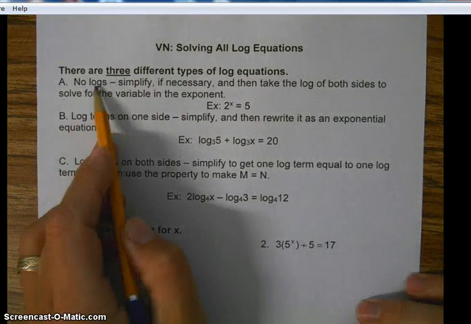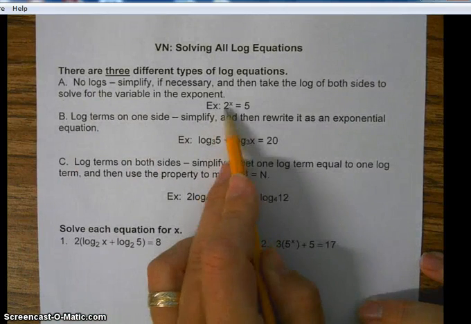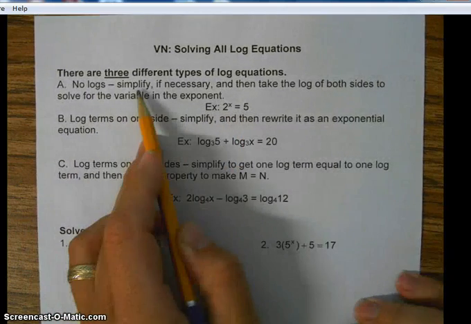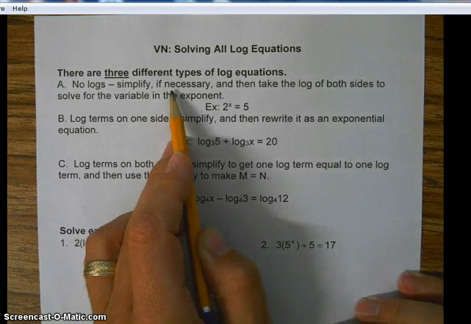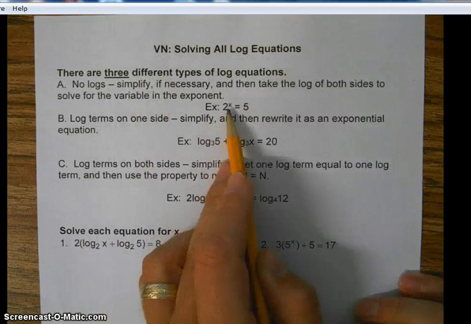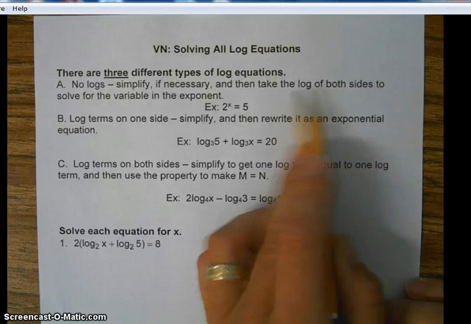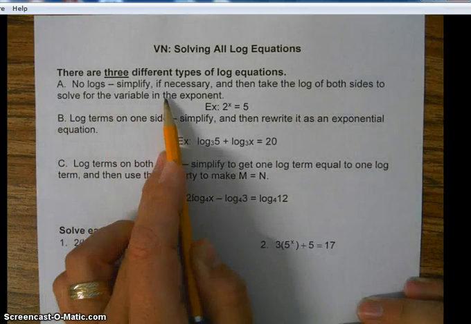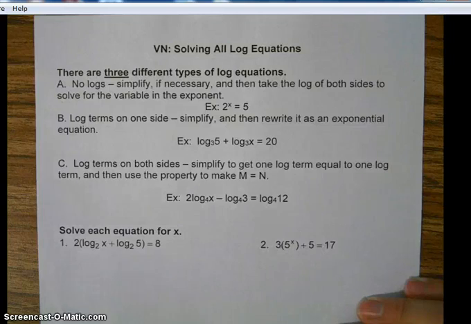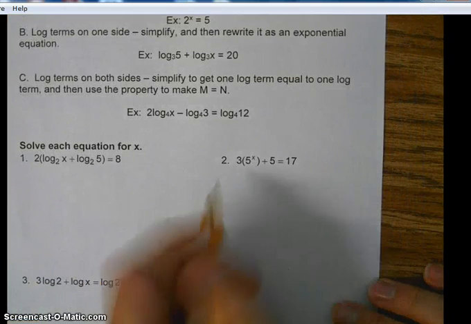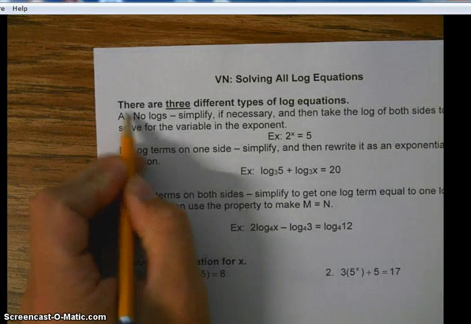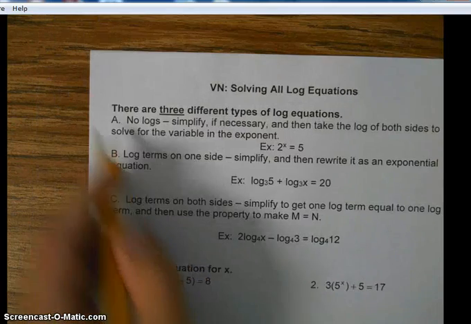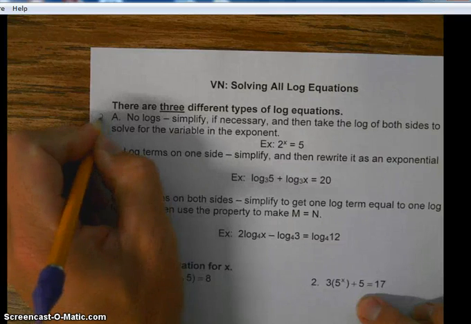First, if there are no logs, for example, right here, it says simplify first if necessary, meaning undo any adding and subtracting, undo any multiplying and dividing. And once you get it down to this basic format, then take the log of both sides to solve for the variable in the exponent. Okay, so you might notice that would look like number 2. That would be an example of rule for this first example. Notice there are no logs. So number 2 fits with this one here.